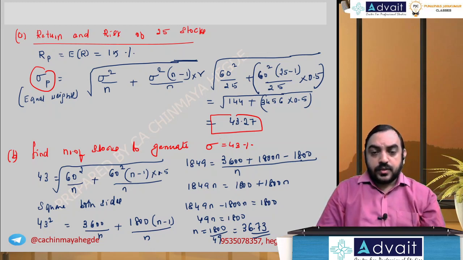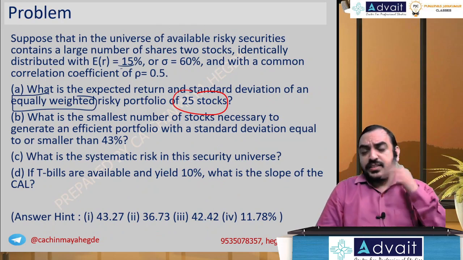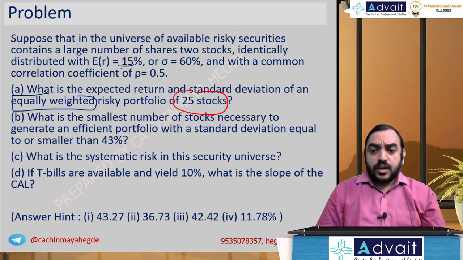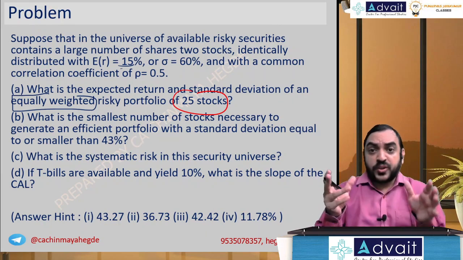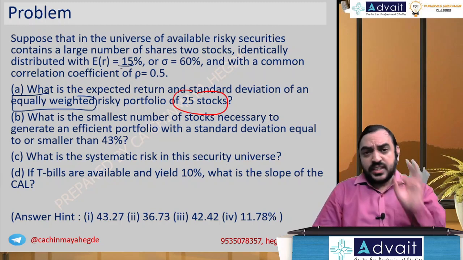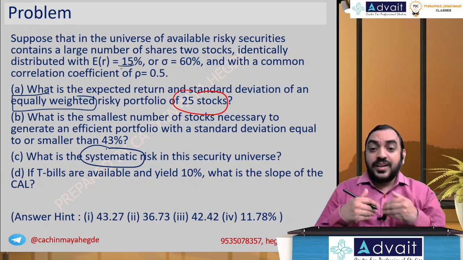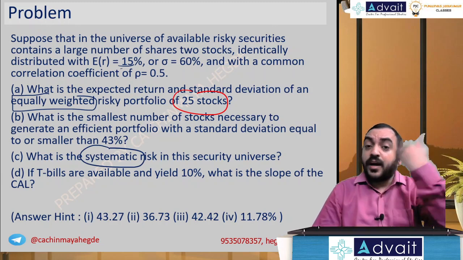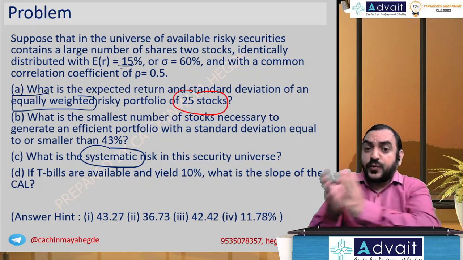Next, the third part of the question. What is systematic risk in the security universe? To be specific, what is systematic risk and how do we calculate it from a two-security portfolio? Those things we'll calculate later. But as of now, just remember, systematic risk means the risk of a portfolio or security connected with the market, or market risk, you can say.